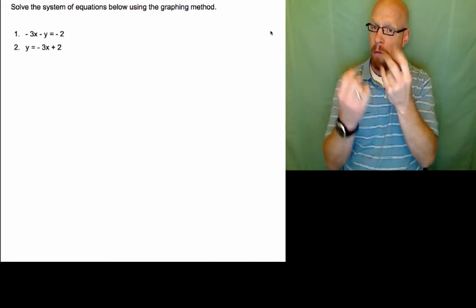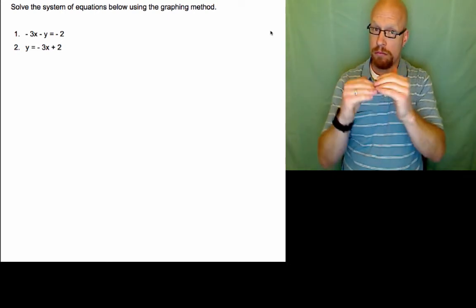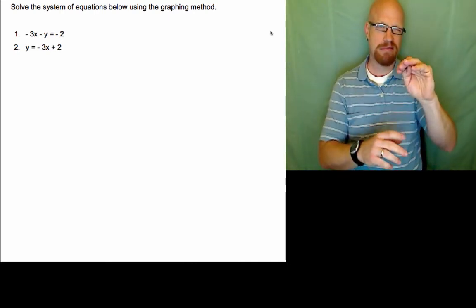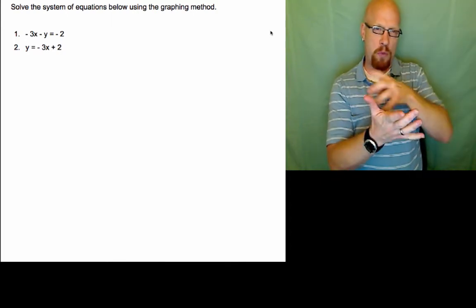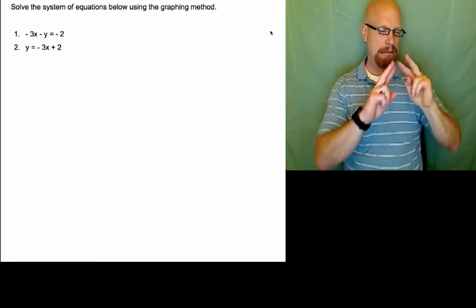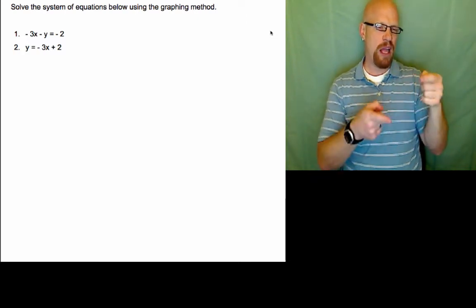We're using the graphing method, which means we need to first isolate the y variable within both equations. We need y equals mx plus b so we can graph our line by hand. We need its slope, and we also need the y-intercept, the b term.